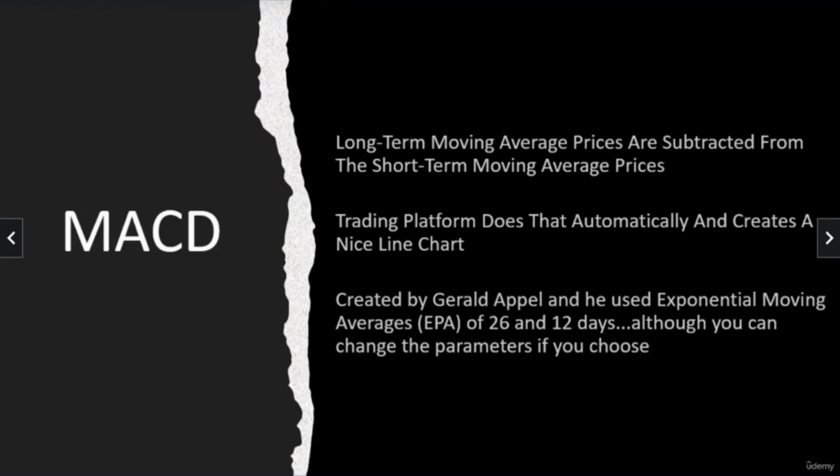It's created by Gerald Appel, and he used exponential moving averages of 26 and 12 days. Although you can change the parameters if you want, what I see in the literature is that everybody's pretty solid on this 26 and 12 days, but you can adjust it. Most people would recommend that you stick with it and use what's been tested and proven. So that's what we'll use here too.